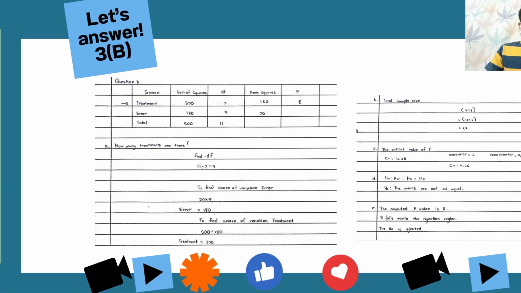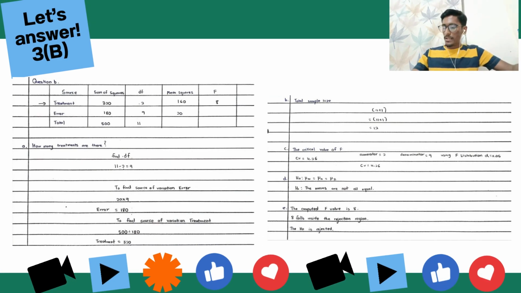Alright, let's move on to question 3B. We have a partial ANOVA table. Question A asked us how many treatments there are. To find out, let's derive the degrees of freedom. 11 minus 2, we get 9 for the degrees of freedom for error. To find the sum of squares for error, we multiply 20 times 9.